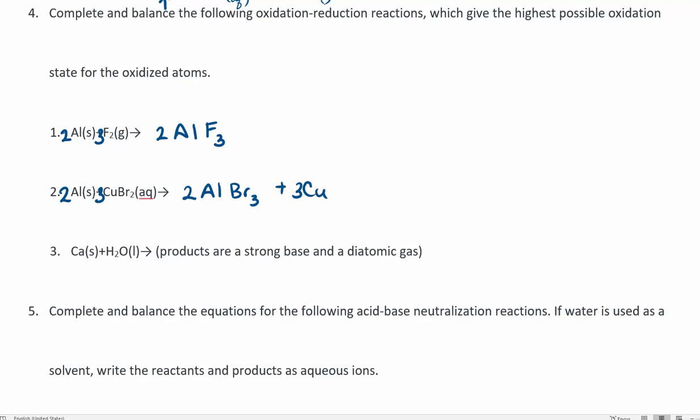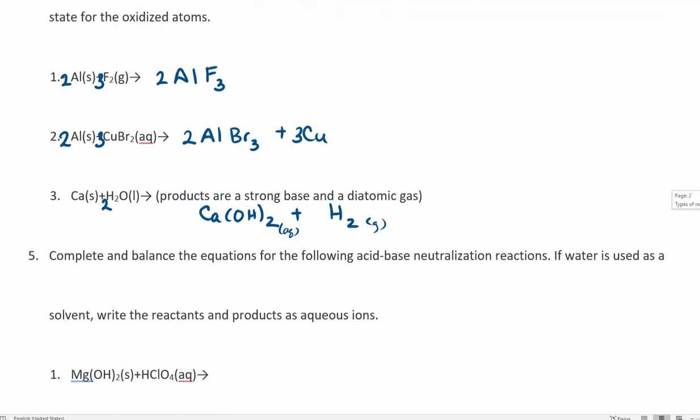Now for calcium and water, the products we're told are a strong base and a diatomic gas. Well, that strong base is calcium hydroxide. Diatomic gas is going to be hydrogen. Now I need to balance it. I'm probably going to need 2 of these, and I think we do balance. So that's 4. Just putting a 2 in front of water will balance that equation. To be thorough, we ought to have our phases, but we'll keep going.